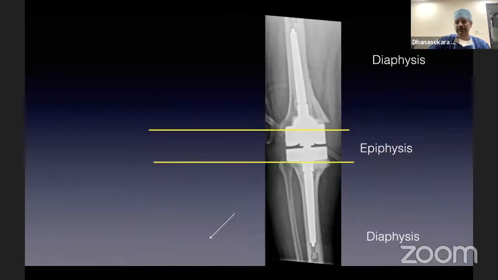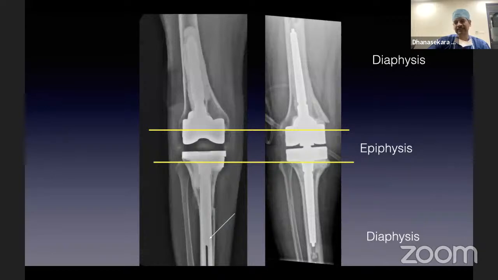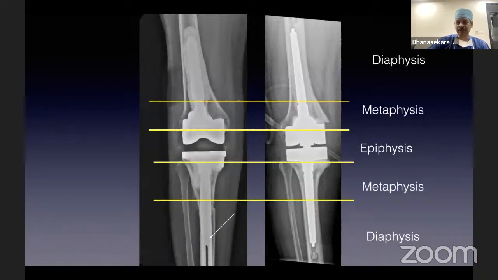But when you think about this, look at these fixations. You want a fixation in the metaphysis, not in the diaphysis. Both these fixations have been extended to the diaphysis. So if you want a fixation in the metaphysis, we need to have something different. So we are looking at metaphyseal fixation.